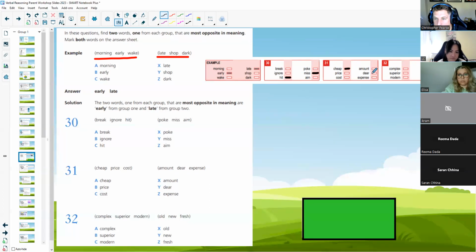So we've got cheap and dear there. And then on 32, quite an easy one, modern and new. So let's go to, sorry, modern and old. We're on antonyms, aren't we? So again, on that multiple choice sheet, you can then mark that down. Are there any questions around opposites and synonyms or closest in meaning? Is there anything else anyone wants to ask?